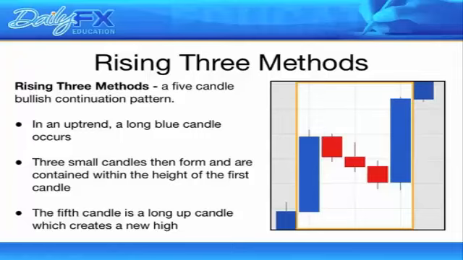A trader would initiate a position when the 4th candle closes above the high of the first candle. The number of candles in this formation can vary. The key is to identify a solid blue up candle. Then a series of candles will form inside the high and low of the first candle.